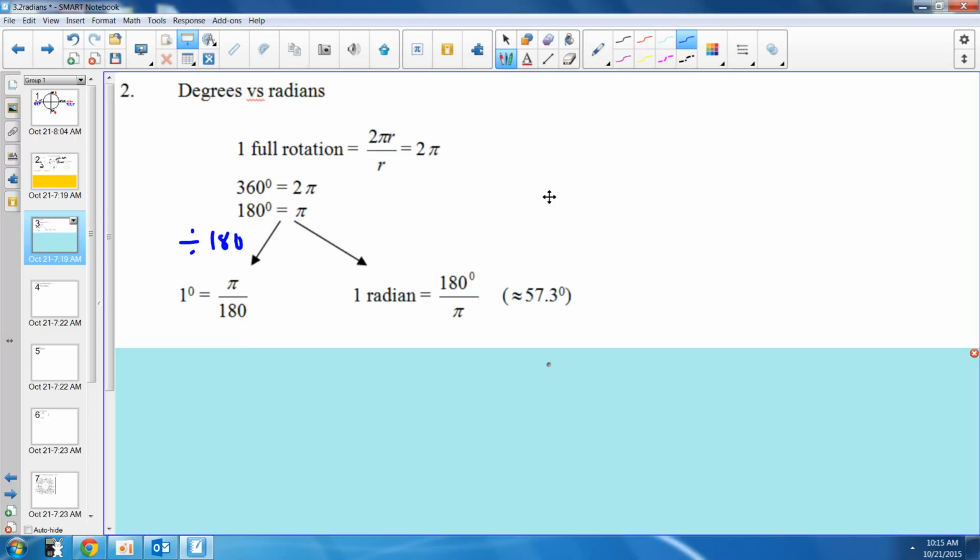On this one, I know that if I divide both sides by pi, then I'm going to get 1 radian is equal to 180 divided by pi. 1 radian is equal to 57.3 degrees. That will tell you how wide 1 radian basically is opening up.